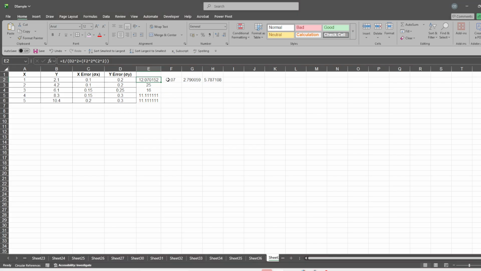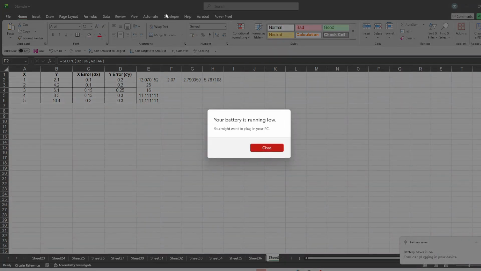Finally, verify convergence by repeating the weight, mean, slope, and intercept calculations until the slope and intercept stop changing significantly. Once that happens, your Williamson-York regression is complete in Excel.